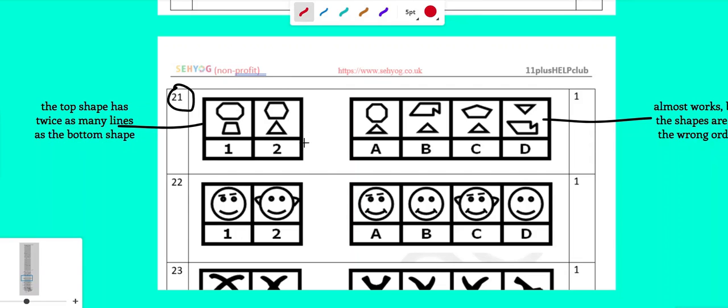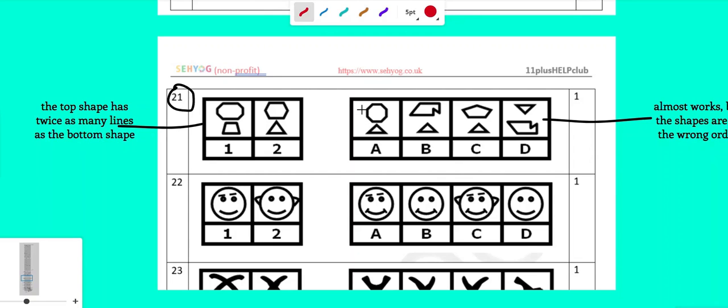And similarly in figure 2, this is made up of 3 lines, and here we have a hexagon made up of 6 lines. So therefore we have understood what exactly we have to do here. We just need to find the answer in which the above shape has twice as many lines as the bottom shape.